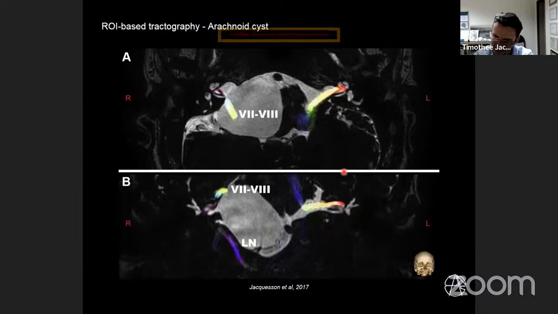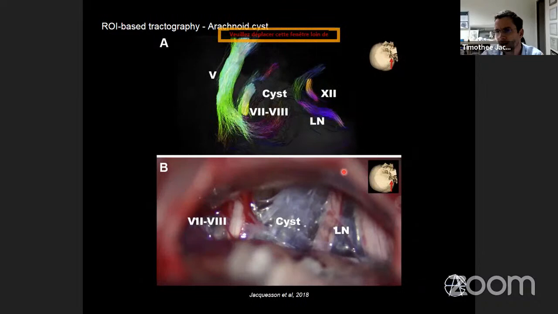Sometimes it's hard to identify them. But you can move the 3D rendering of cranial nerve tractography to try to mimic the retrosigmoid approach and the retrosigmoid surgical view at the beginning of the approach. And we were able to do that. And we were able to anticipate the way the trigeminal nerve was pushed superiorly and anteriorly.